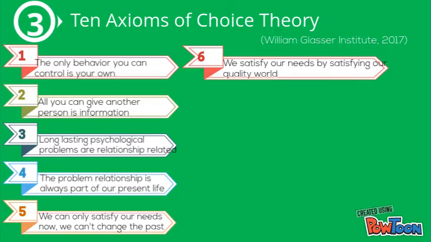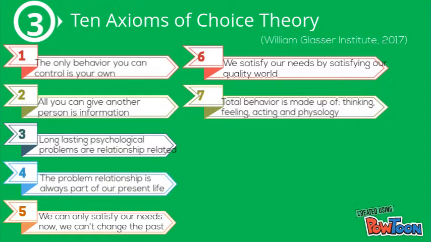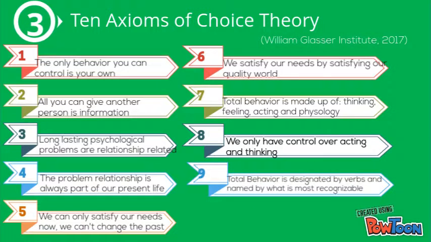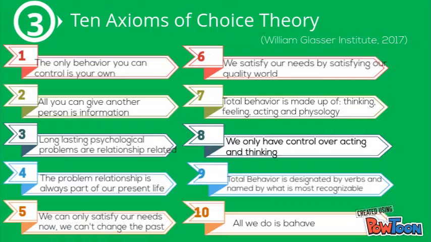6. We can only satisfy our needs by satisfying the pictures in our quality world. 7. All behavior is total behavior and is made up of 4 components: acting, thinking, feeling, and physiology. 8. All total behavior is chosen, but we only have direct control over the acting and thinking components. We can only control our feeling and physiology indirectly through how we choose to act and think. 9. All total behavior is designated by verbs and named by the part that is most recognizable. 10. All we do is behave.